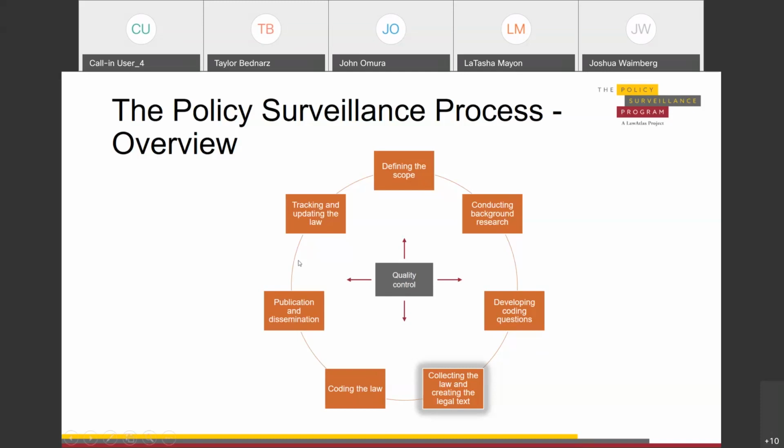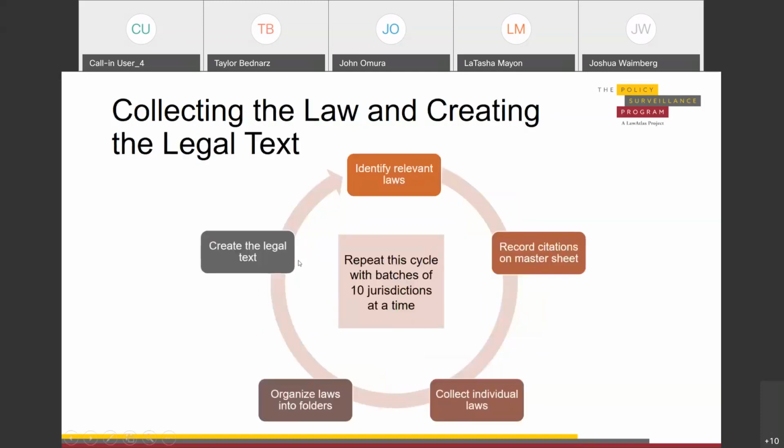All right, so collecting the law and creating the legal text. Here we have a new wheel to look at, and this wheel represents the full process of collecting the law. As you can see, this is, again, a process that is iterative, whereby this process is completed in batches of a few jurisdictions at a time. In our state level projects, we're generally doing 51 jurisdictions total, 50 states plus the District of Columbia. So here what we do is do batches of 10 jurisdictions at a time.